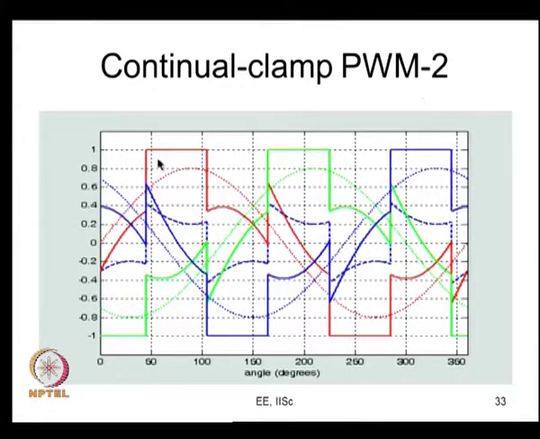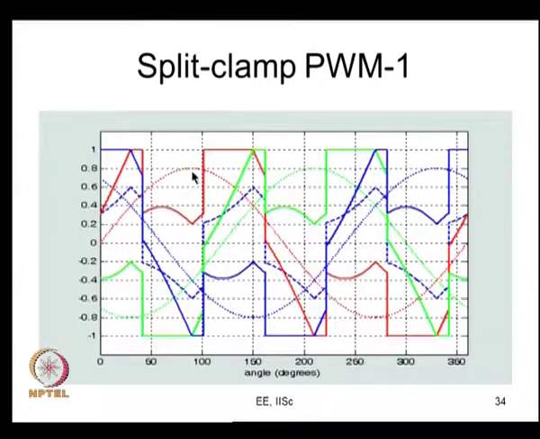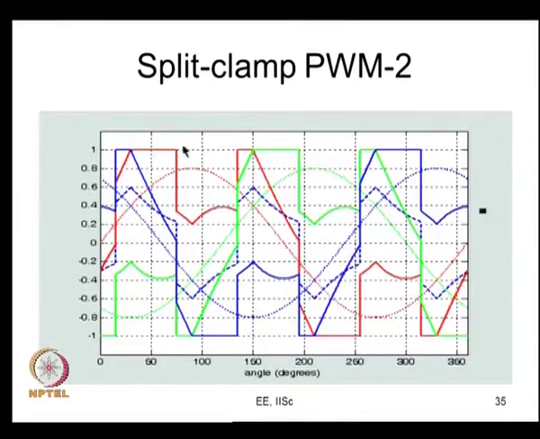This is oriented towards leading power factor loads; I am calling it continual clamp PWM 2. Then we have split clamp PWM. Here we have the split clamp: this is low and this is high, like say 10 degrees, and this is 50 degrees. The other example is this is 50 and this can be 10. We call this split clamp PWM 2.